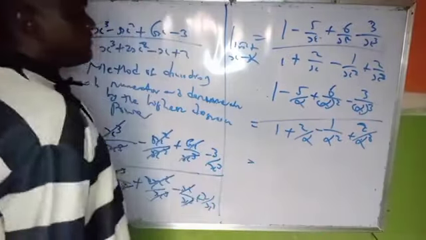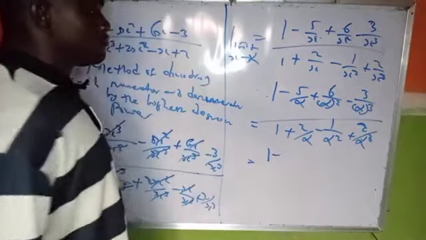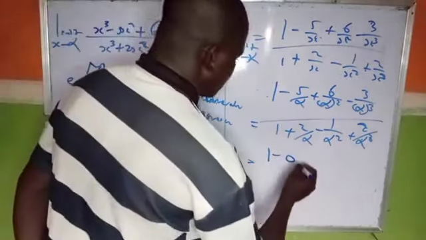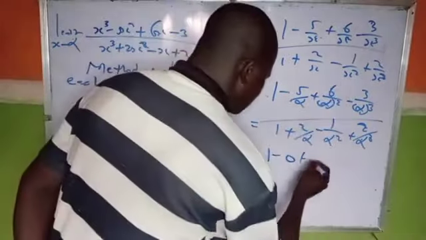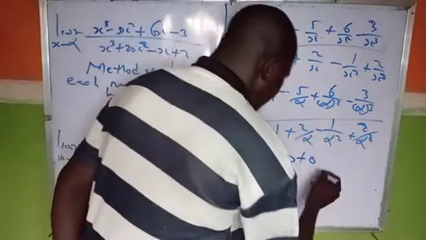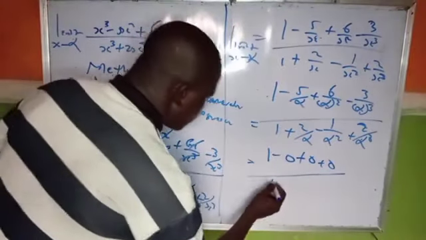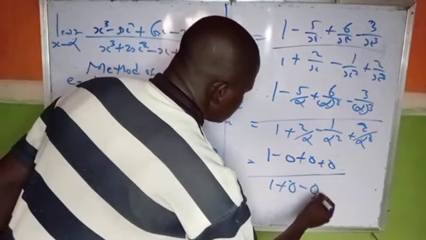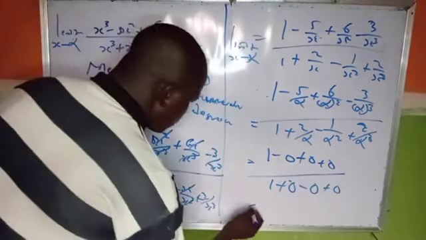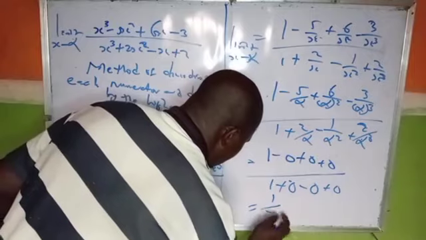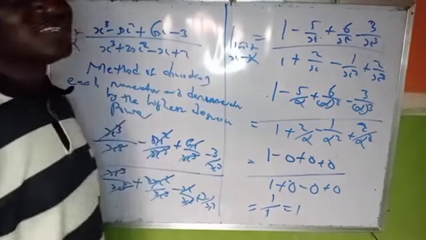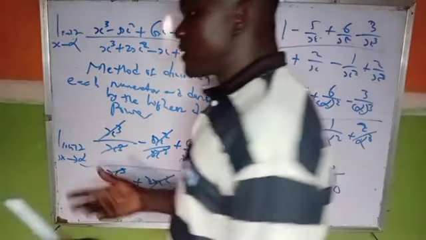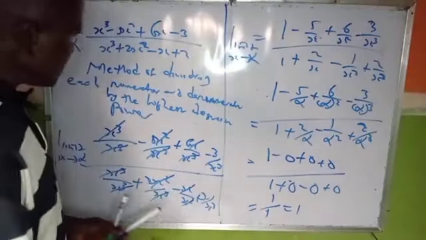So you have it in mind like that. What you have now is 1 minus 5 divided by infinity, which is 0, plus 6 divided by infinity, which is 0, 3 divided by infinity is 0, divided by what? 1 plus 2 divided by infinity is 0, minus 0 plus 0. So all this divided by this, 1 divided by 1. So your answer is 1. So that is that about limits.